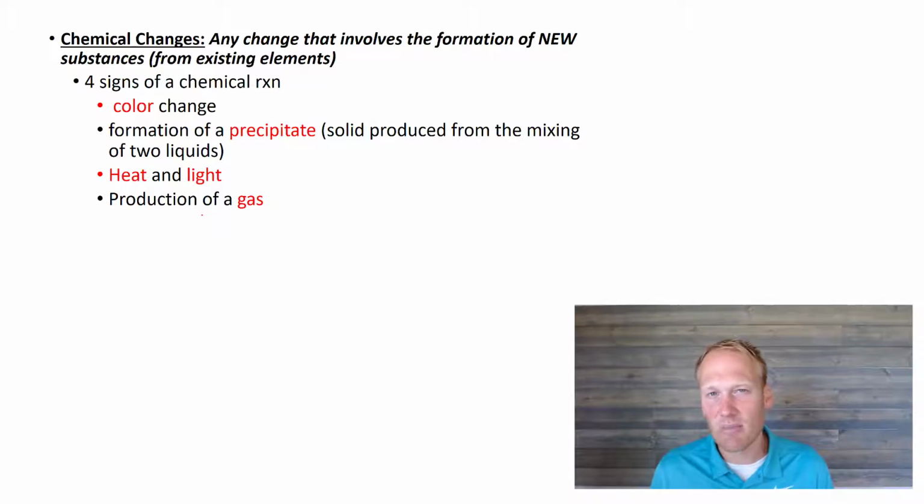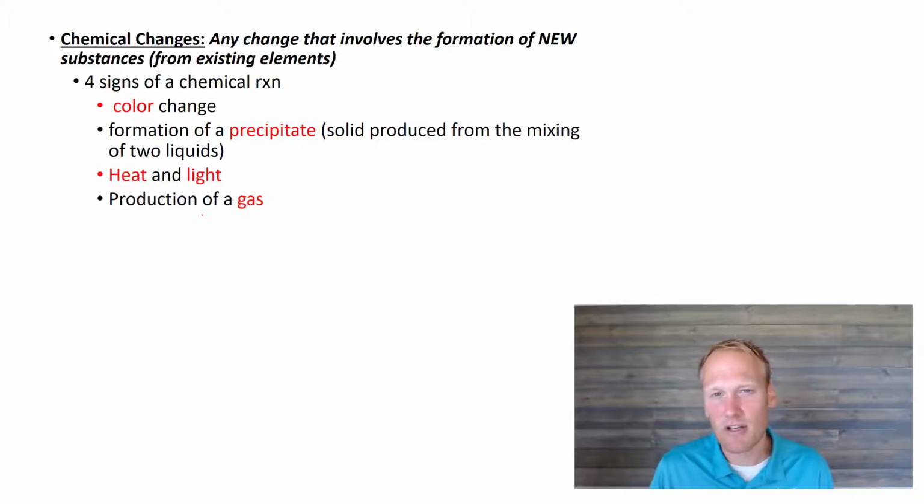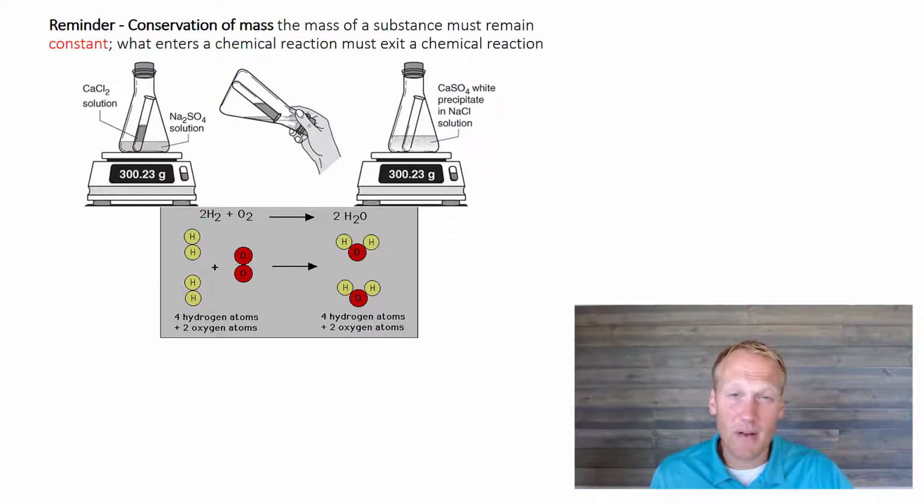And finally, the production of a gas. If we're working with solutions, the gas you'll see will be in the form of bubbles. Something will start bubbling through the solution, and that's a pretty good indication that a chemical change is occurring. Here's just a quick graphic showing some of the things we just talked about, some of the evidences we see with a chemical change.